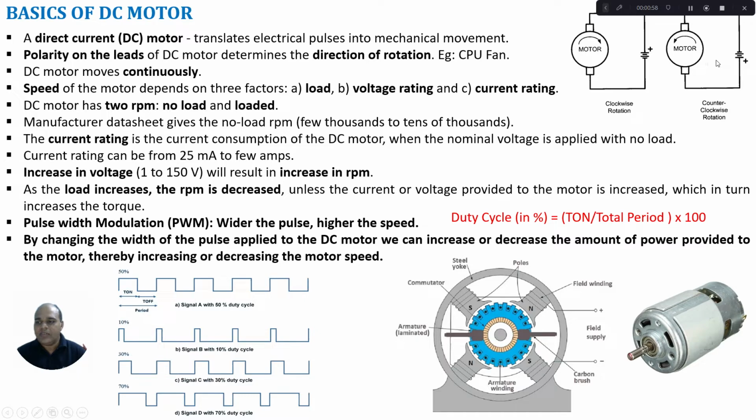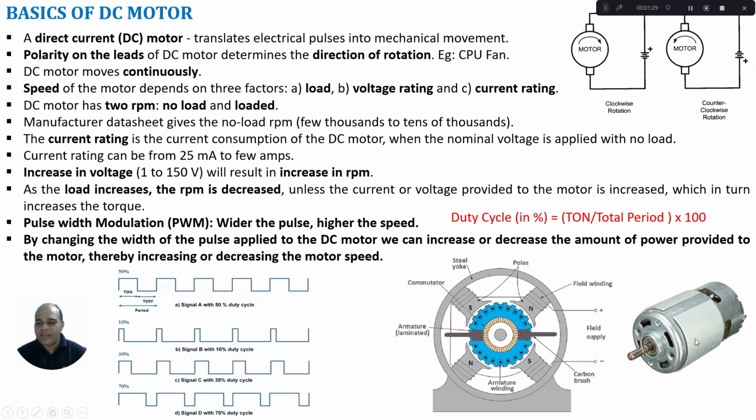If I change the polarity, which means the first end I connect to the negative terminal of the battery and the second terminal to the positive terminal, you can see the change in polarity of the battery, which means the motor will now start rotating in the anti-clockwise or counterclockwise direction. The DC motor moves continuously, giving a continuous rotation. Here I have shown a sample image of a DC motor.